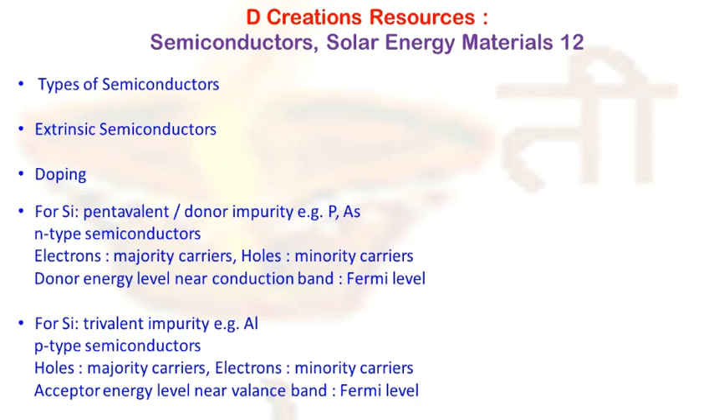For example, if you dope 10 raised to 15 atoms per centimeter cube of aluminum in silicon, it will result in the same number of holes in the valence band. So a large number of holes can be created by doping to make it P-type. So by controlling the number of dopants, you are precisely controlling the conductivity. And in this case, this will be called a P-type semiconductor.